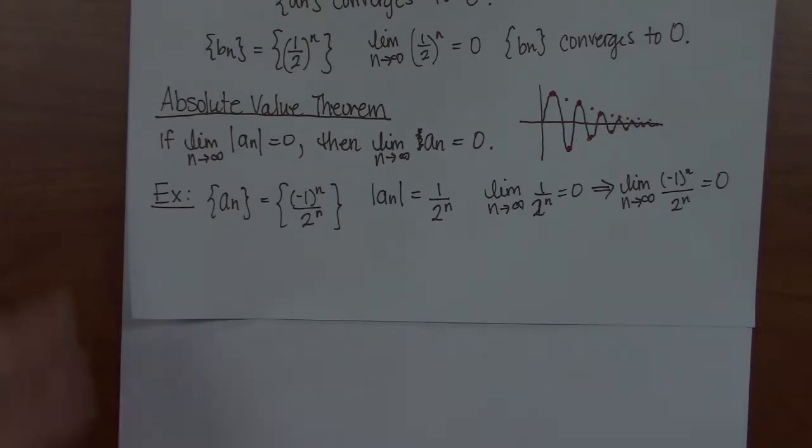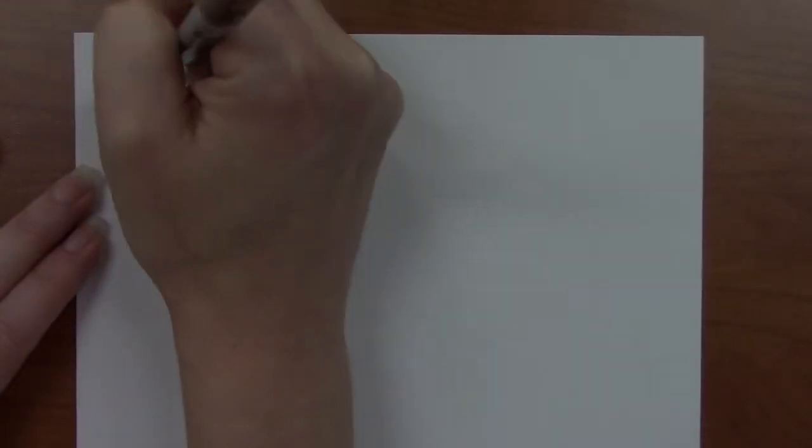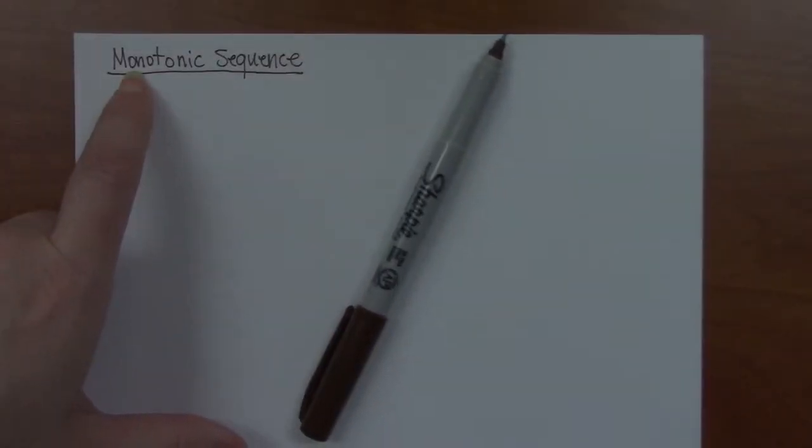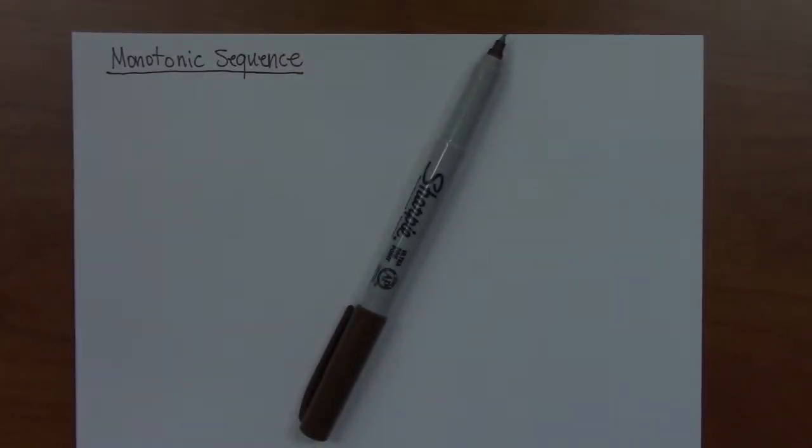Good? Okay. All right. So the other thing I want to define before we start putting all this stuff together is monotonic. So what is a monotonic sequence? Once again, the clue is in the name. Mono means one, okay? And the short answer for what a monotonic sequence is: they are sequences that only move in one direction.